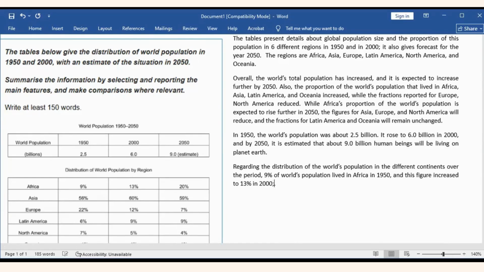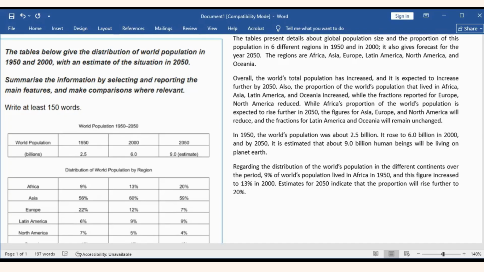Okay? Estimates for 2050 indicate that the proportion will rise further to 20%.